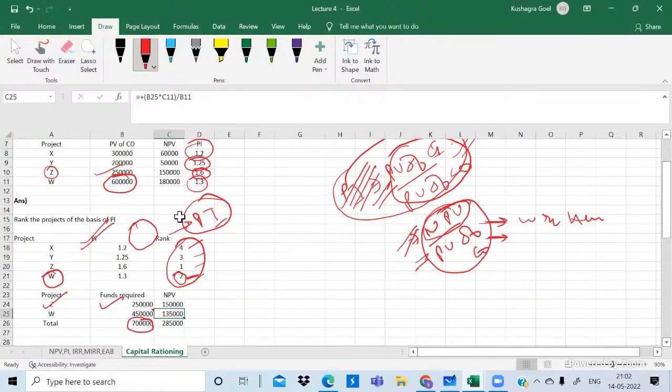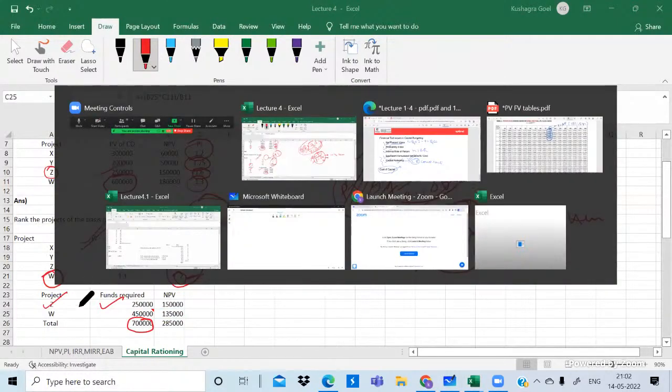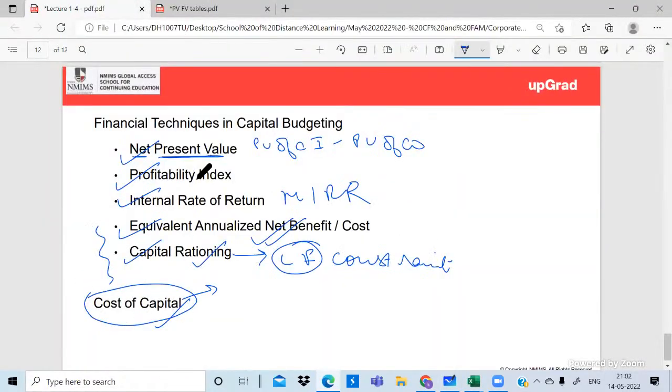So if the projects are not divisible, then you have this issue. You'll have to do trial and error. But if it's divisible, then it's easy and straightforward. Any doubt with capital rationing? Otherwise, we move to cost of capital. Any questions with these 5, or we move to cost of capital?